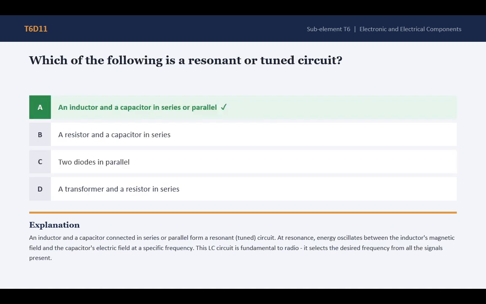Which of the following is a resonant or tuned circuit? A. An inductor and a capacitor in series or parallel. An inductor and a capacitor connected in series or parallel form the resonant tuned circuit. At resonance, energy oscillates between the inductor's magnetic field and the capacitor's electric field at a specific frequency. This LC circuit is fundamental to radio. It selects the desired frequency from all the signals present.